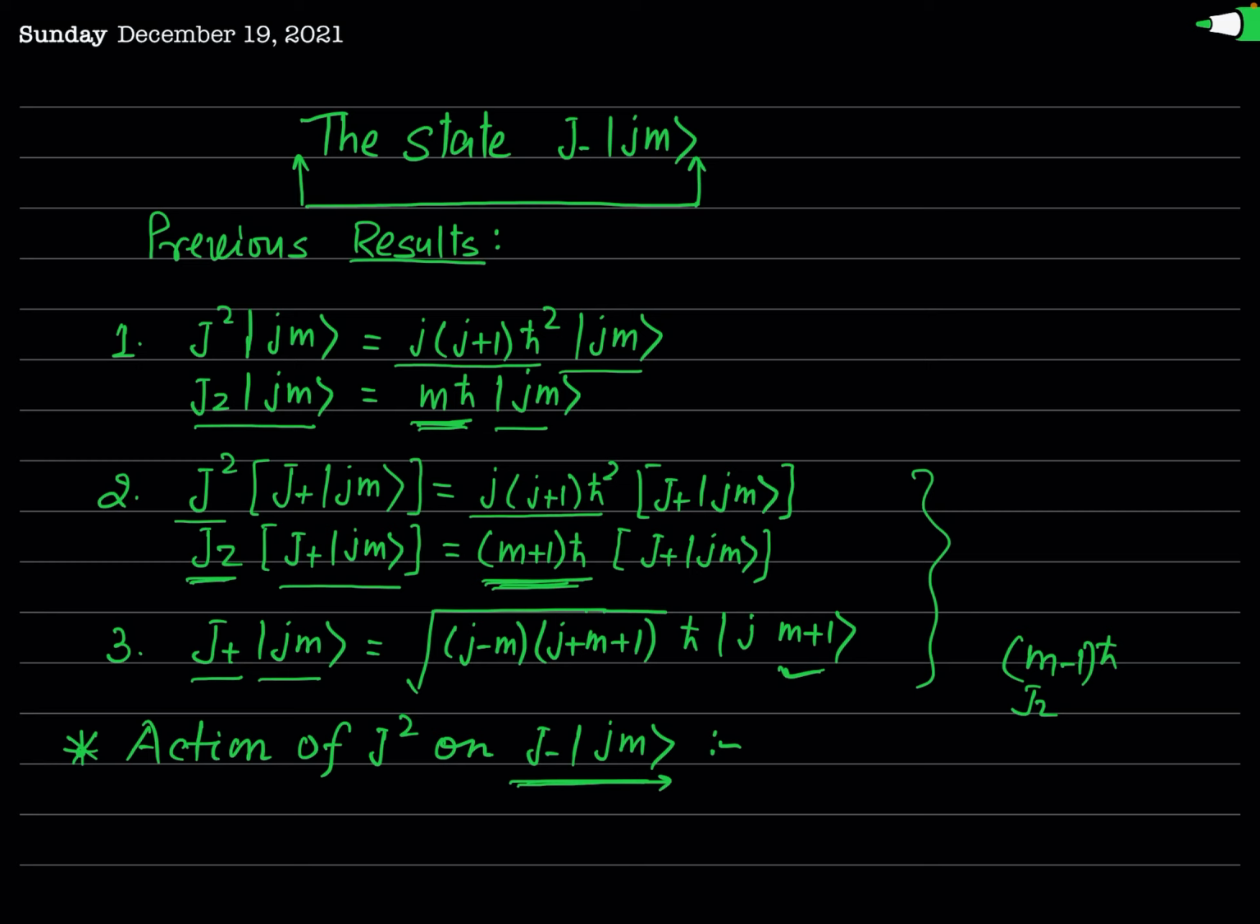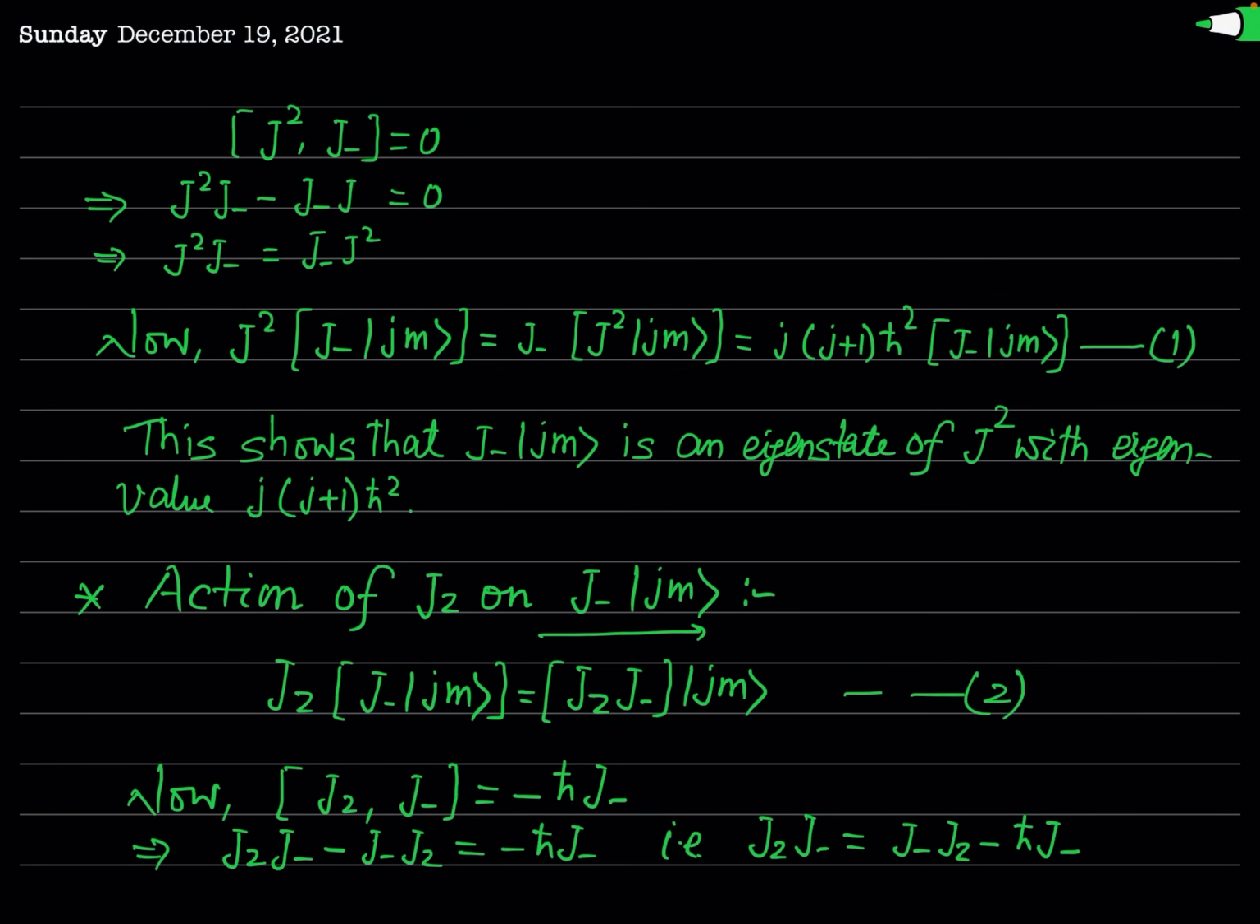So let us first of all see the action of the operator J² on this state J₋|j,m⟩, that is J²J₋|j,m⟩. And as you know, the operators J² and J₋ commute. If they commute, it means the commutator of J² and J₋ is equal to 0. And the commutator of J² and J₋, you know, is J²J₋ − J₋J².